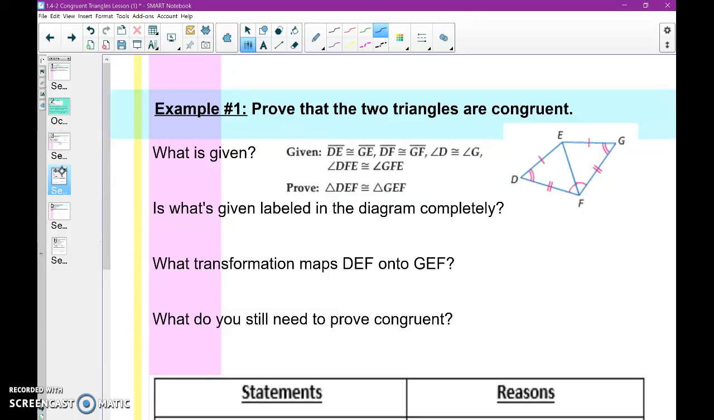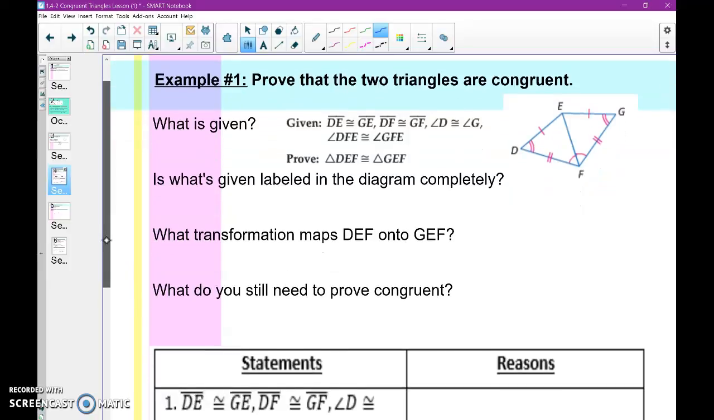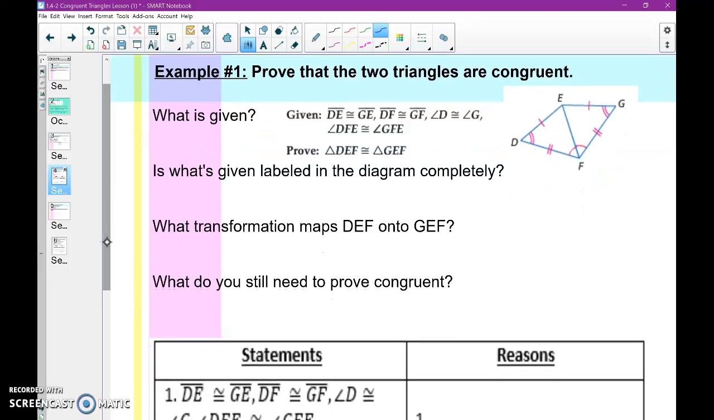Okay, so let's go to the next one. All right, so actually doing our proof now. Very first thing you always start with is the given. That's the information that they tell you is true already that you don't have to figure out yourself, which is kind of awesome. You do need to make sure that it's in the picture though, because a lot of times it won't actually label it.